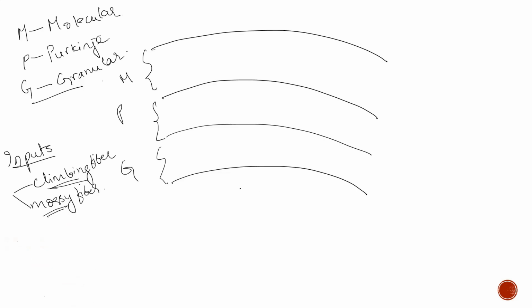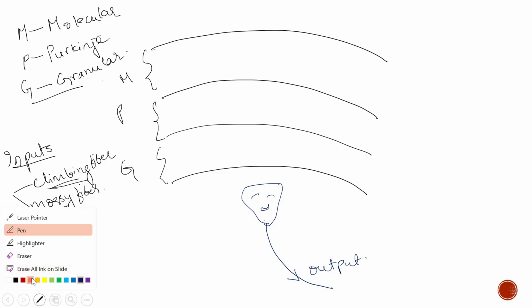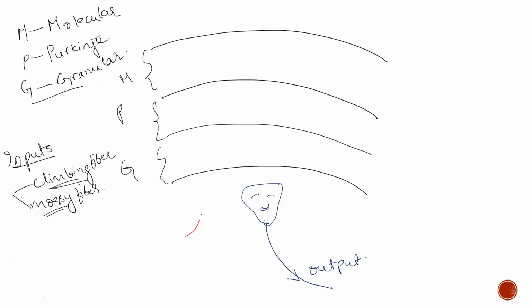Let me take a deep nucleus. From the deep nuclei, we'll have the outputs. This is my major output. And what about my inputs? I had 2 inputs. One was the climbing fiber. As these climbing fibers enter the different layers of the cerebellar cortex, they give collaterals, or you can say they synapse with the deep nucleus. This synapse is excitatory in nature, and the neurotransmitter released here is aspartate.